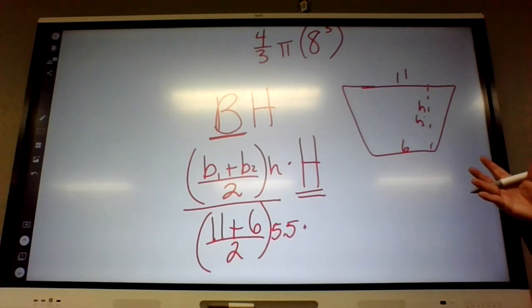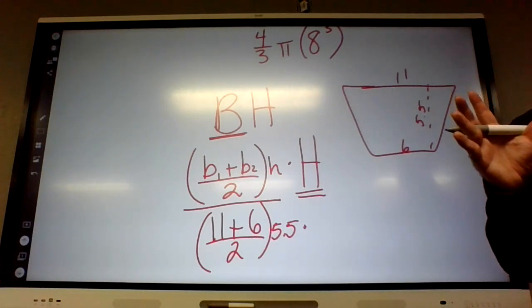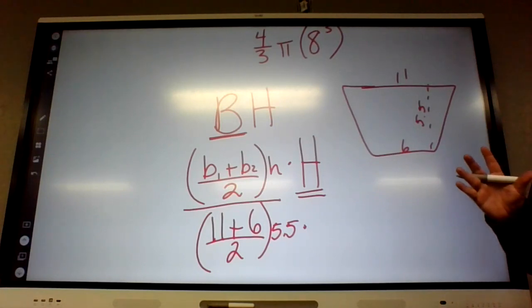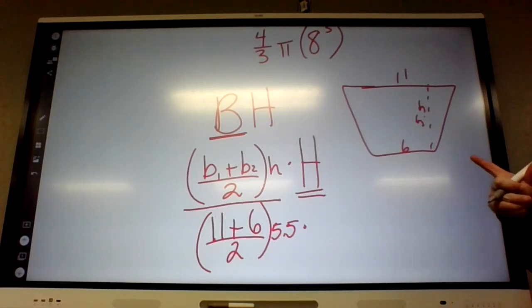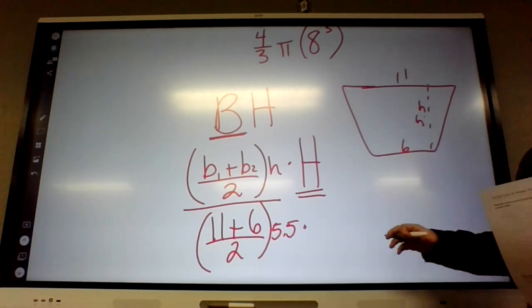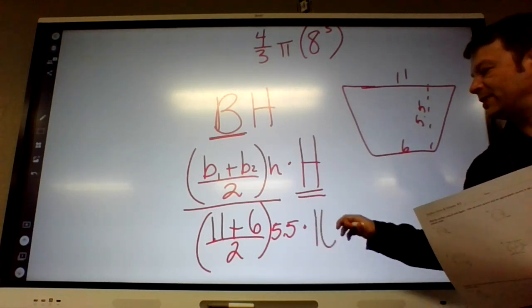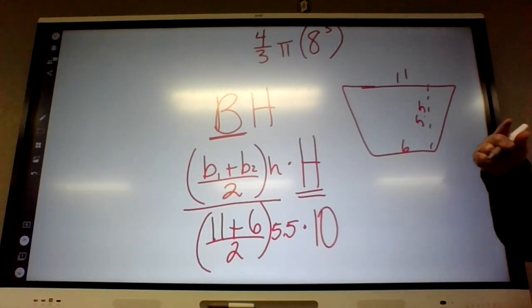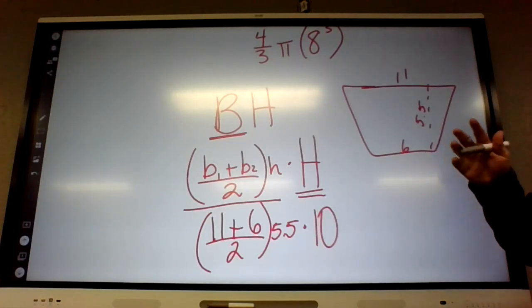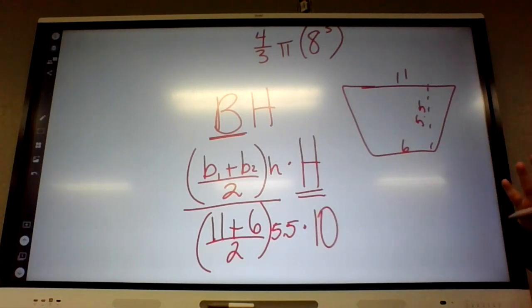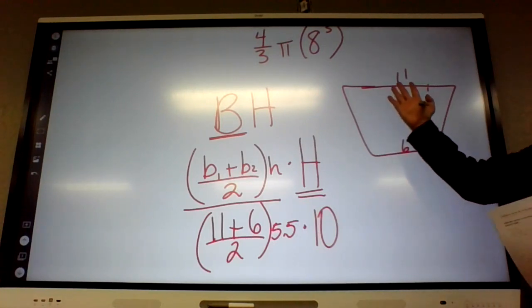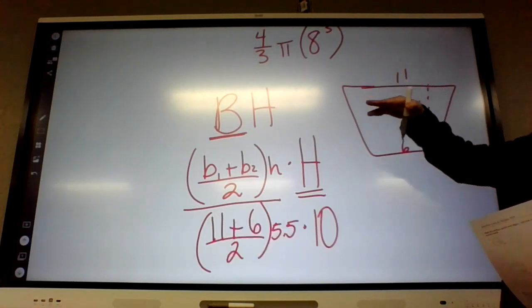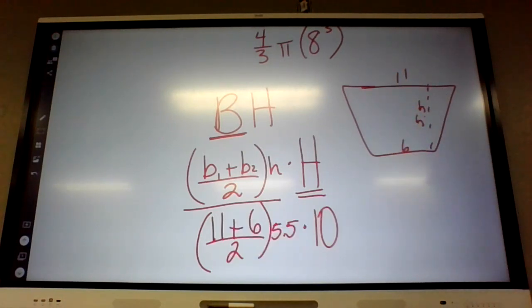If the trapezoid is the base, what's the height? If the trapezoid is the base of the prism, what would be the height of the prism? 10. 5.5 is the height of the trapezoid, but what's the height of the prism? If the trapezoid is the base, you guys see what I'm saying? If you think of this as on the bottom, what would the height be? That's 10.